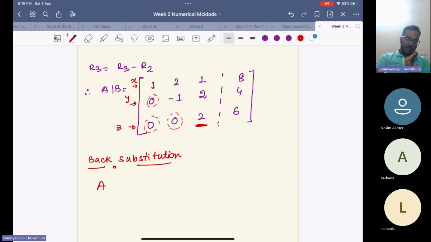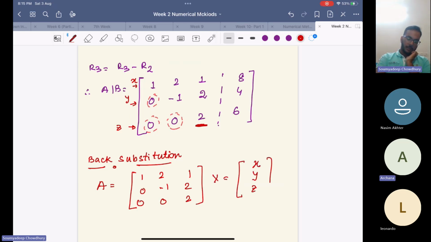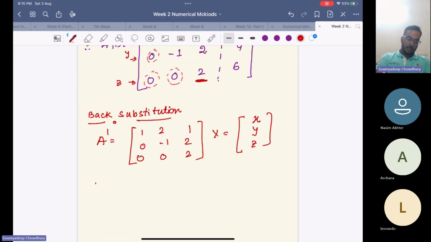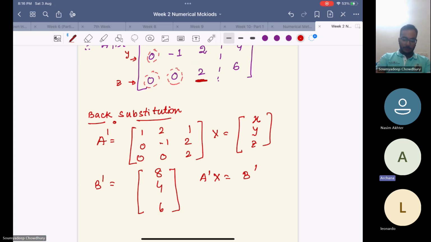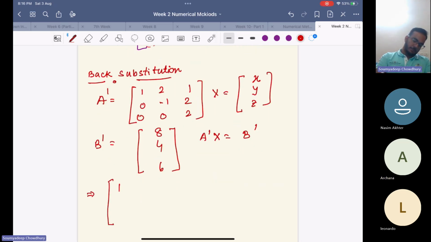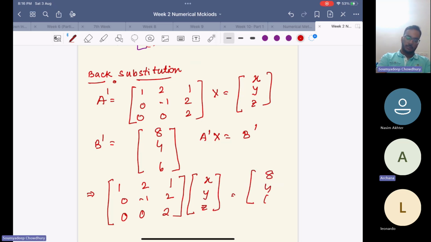now my A matrix is like this, right? 1, 2, 1, 0, minus 1, 2, 0, 0, 2. And my unknown variable is xyz. And this is A dash I will write, and b dash is 8, 4, and 6. So now if I replace this A dash x equal to b dash, what you will get? So it is basically 1, 2, 1, 0, minus 1, 2, 0, 0, 2, xyz equal to 8, 4, 6.